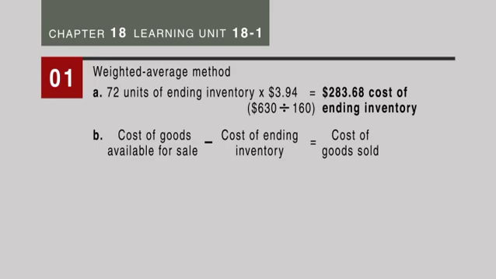For B, we're going to look at the cost of goods available for sale. So we calculated ending inventory. Now we're going to calculate what the cost of goods sold was. We take the cost of goods available for sale, which is $630. We subtract out the cost of ending inventory that we just calculated of $283.68. And that leaves us with a cost of goods sold of $346.32. And that was the weighted average method.